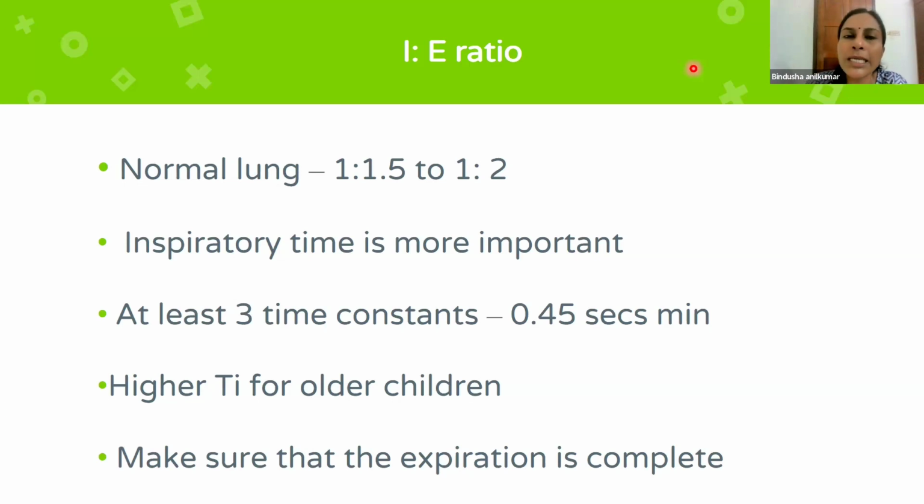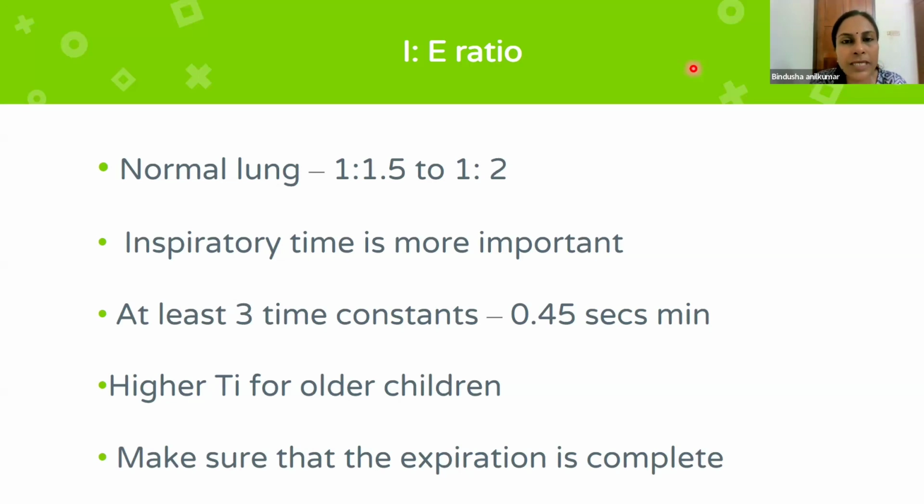So usually in a normal infant lung, 0.15 seconds is considered as the time constant. So a minimum of 0.45 seconds is actually kept as an inspiratory time for infants. In older children, a higher inspiratory time will be needed. TI will increase depending upon the age of the child, and also TI will vary depending upon the lung condition.